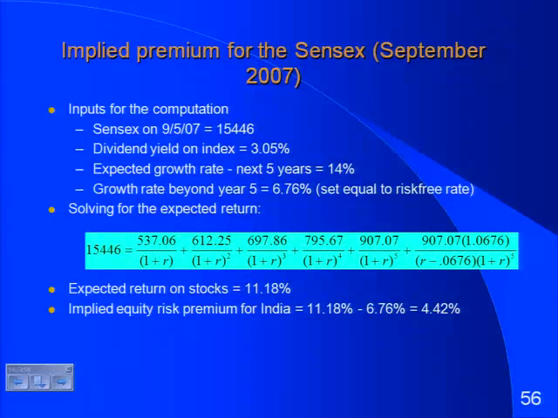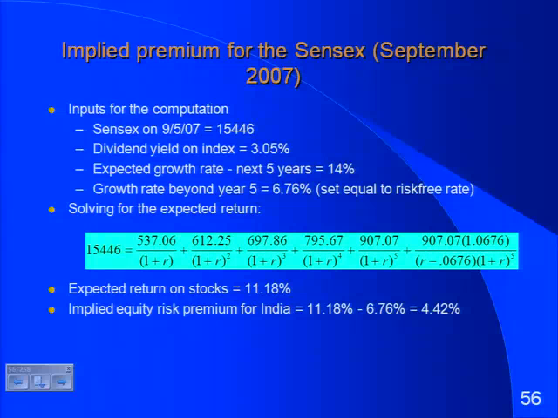The only number you might run into a little bit of a roadblock with is the growth in earnings. Unlike the S&P 500, where analysts actually forecast that growth rate, it's going to be tough to get that for the Sensex or the Bovespa. But you might be able to get there, because a lot of stocks in the Bovespa have ADRs, on which you can get growth rates, at least in a different market.